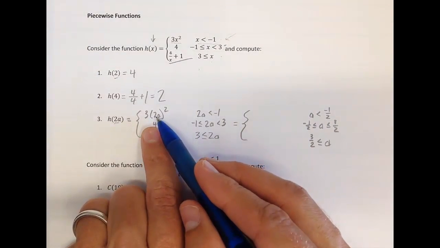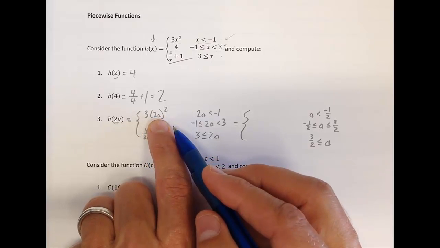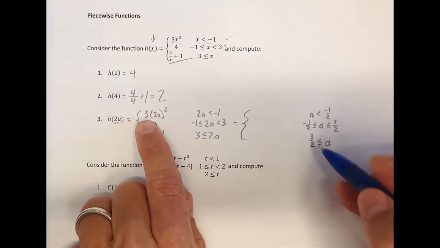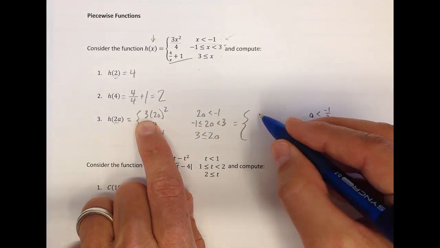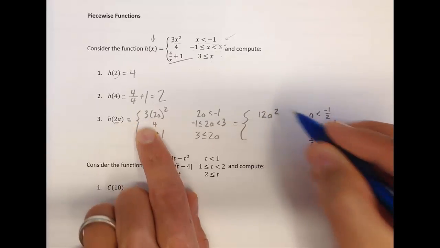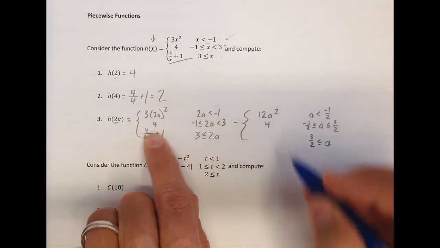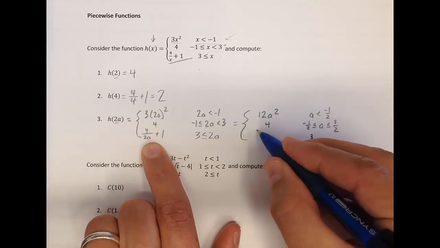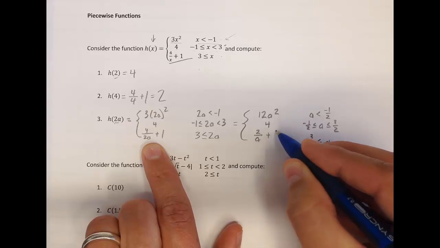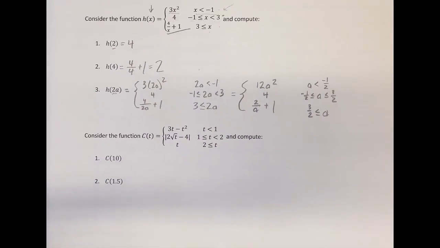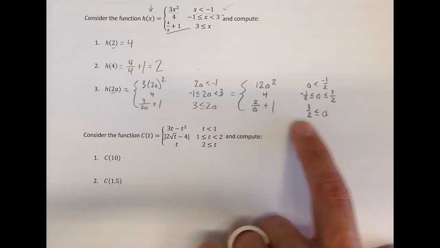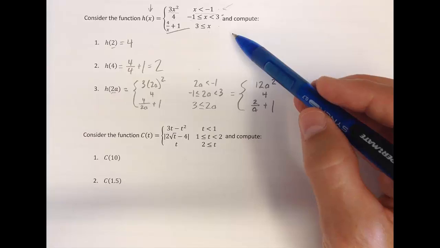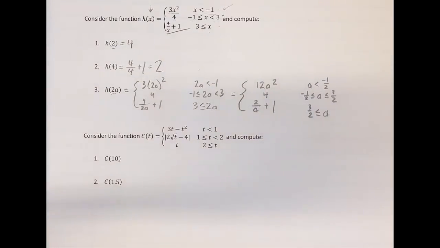Now remember, by order of operations, this is 2a times 2a, that's 4a squared times 3. 4a squared times 3 is 12a squared. Think about that. This is still a constant 4. This 4 divided by 2a becomes 2 over a plus 1. So take some time to think about that. That's a little bit specialized for piecewise functions, but I think it's important to think about that process.